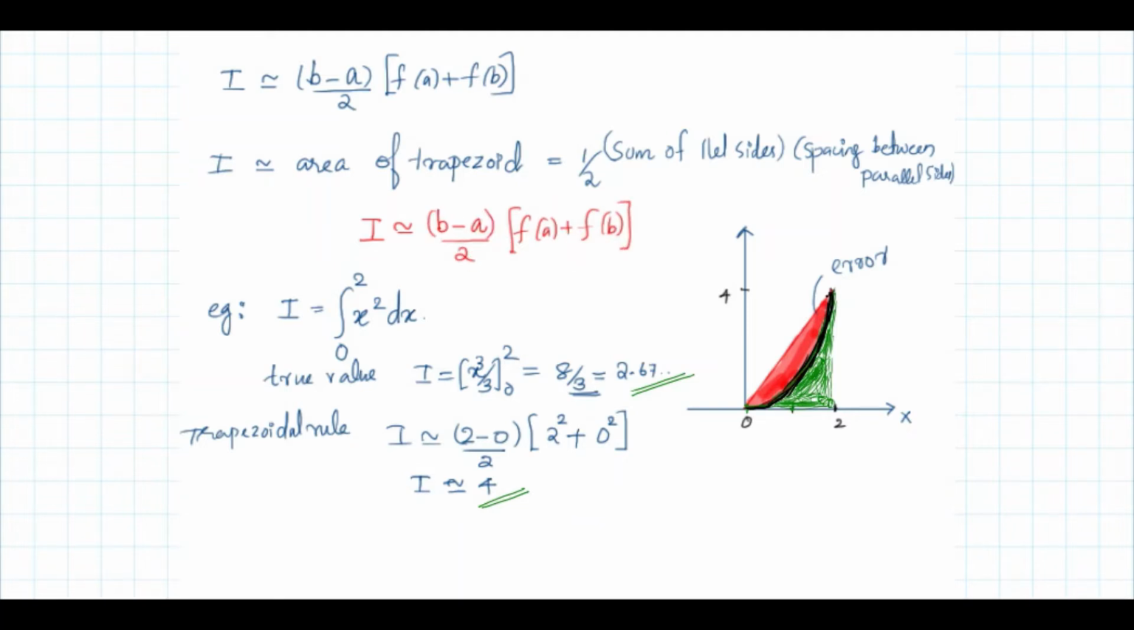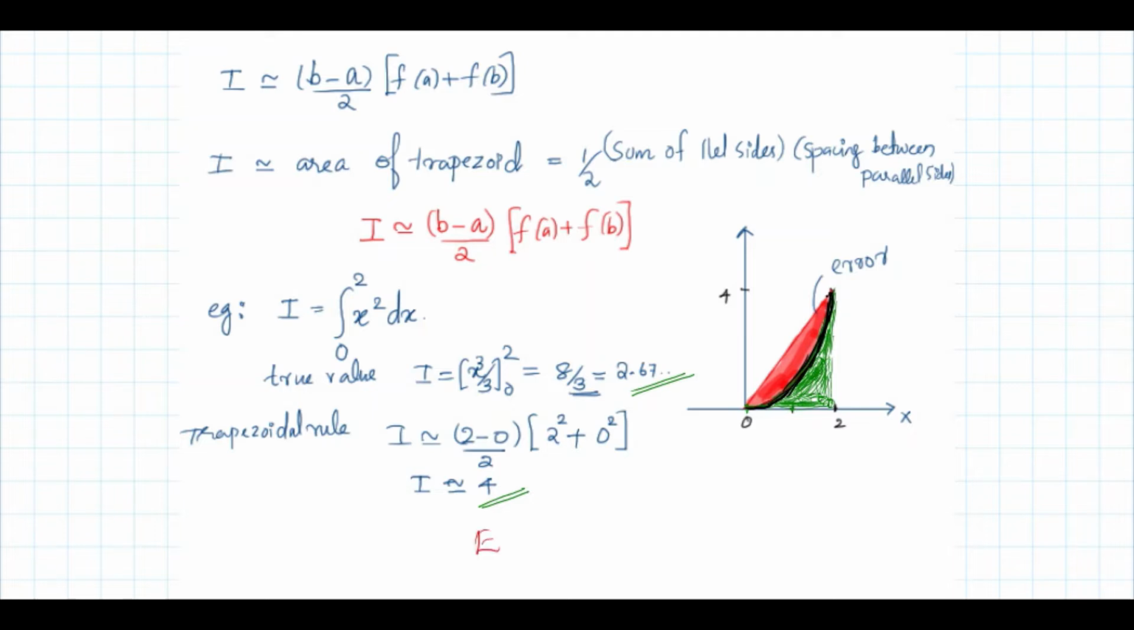If you use the trapezoidal rule, you have to use this equation. B is the upper limit 2, a is the lower limit 0. f of a is the function value evaluated at the lower limit, because 0 square is 0, and f of b is the function value evaluated at the upper limit, 2 square, so 2 square is 4. 2 and 2 will cancel. The final answer is 4. So there is a large error.